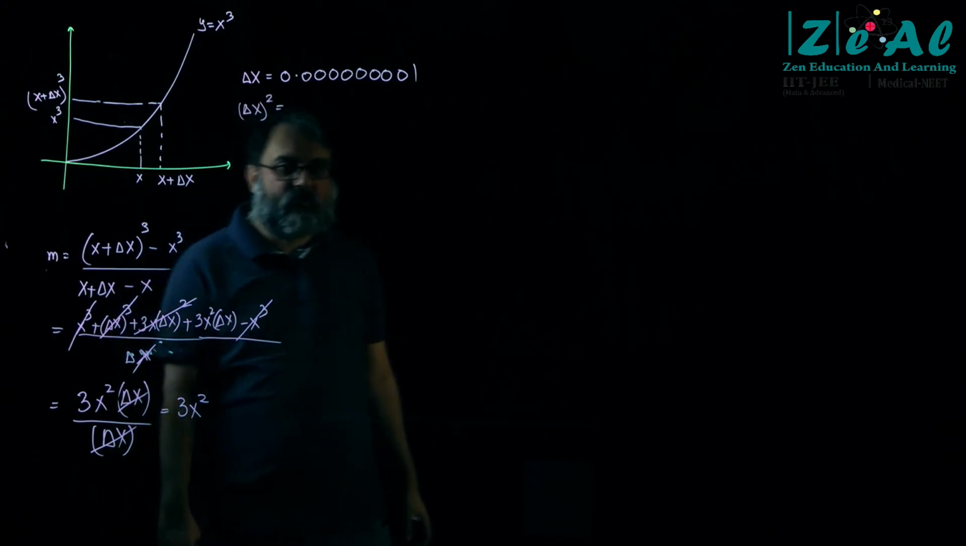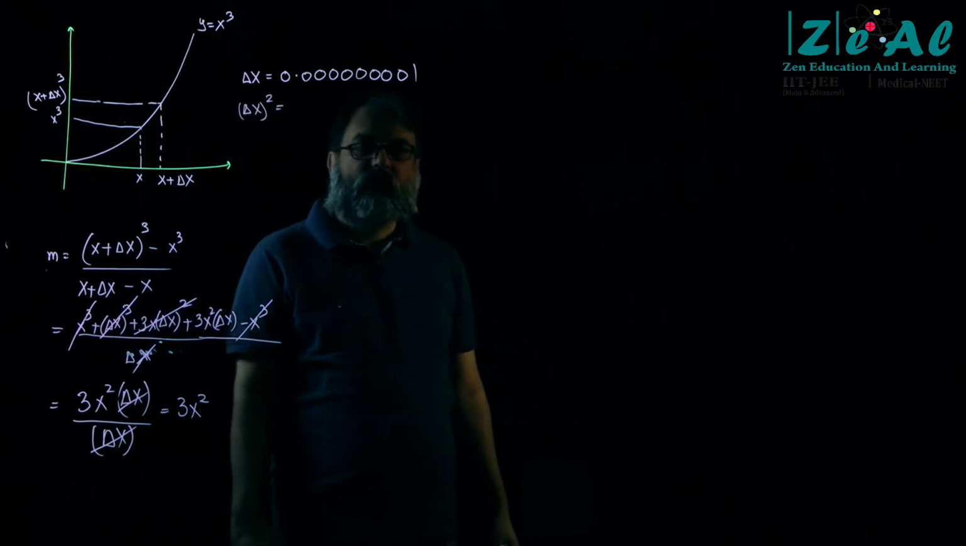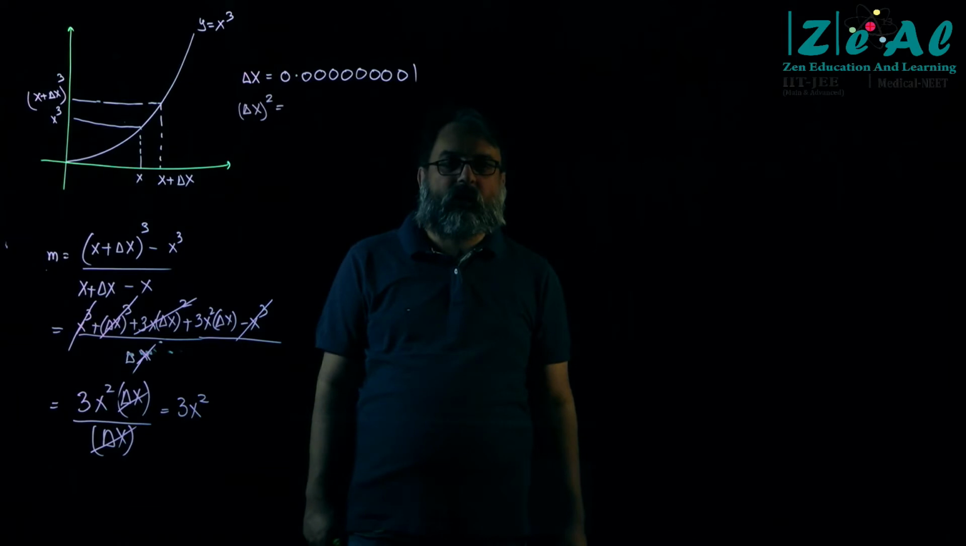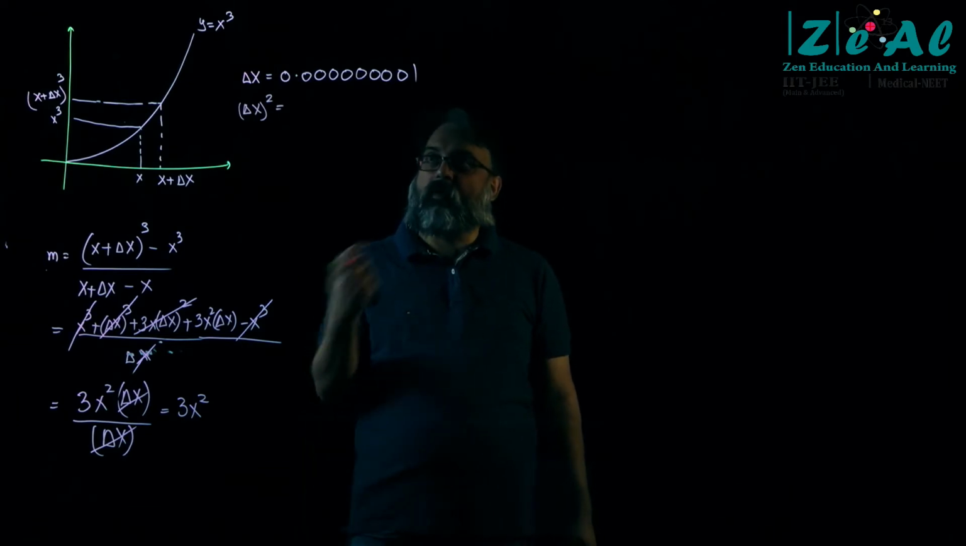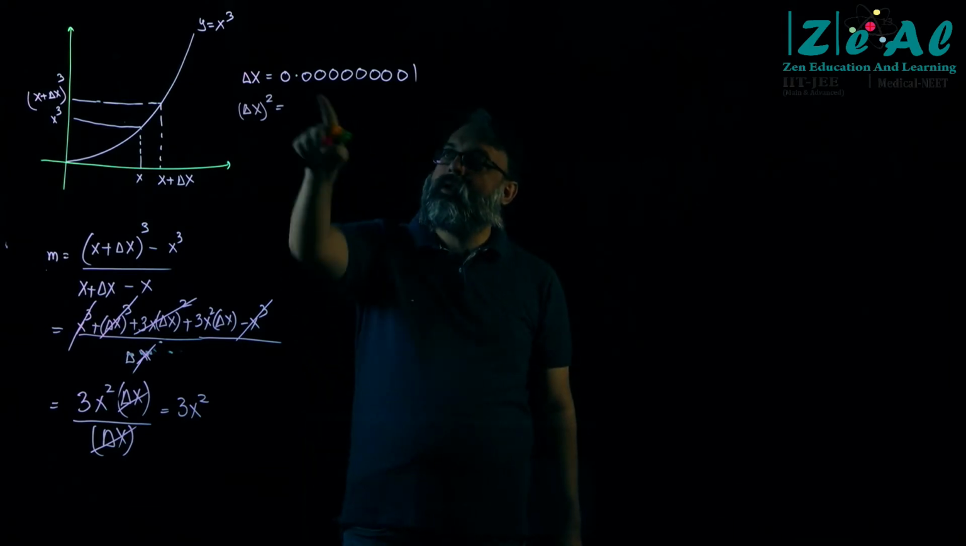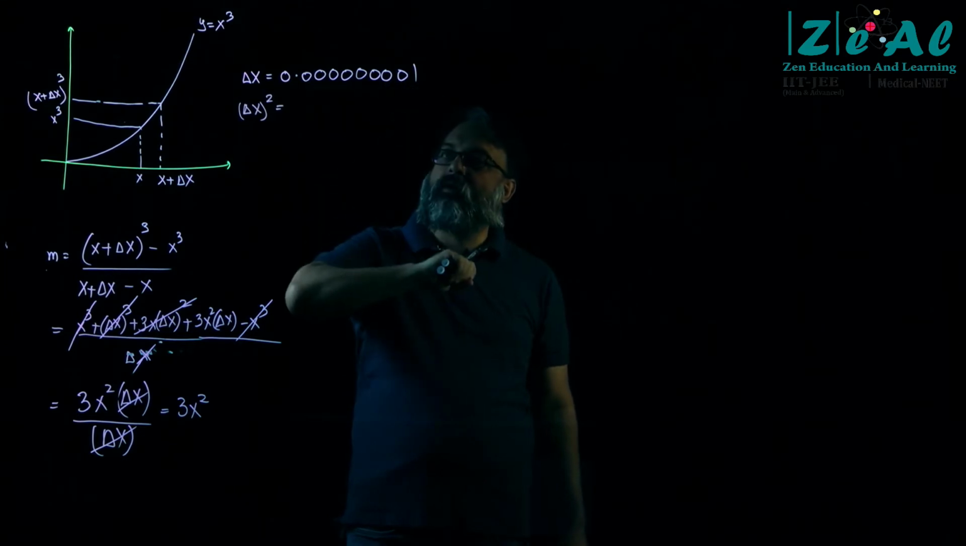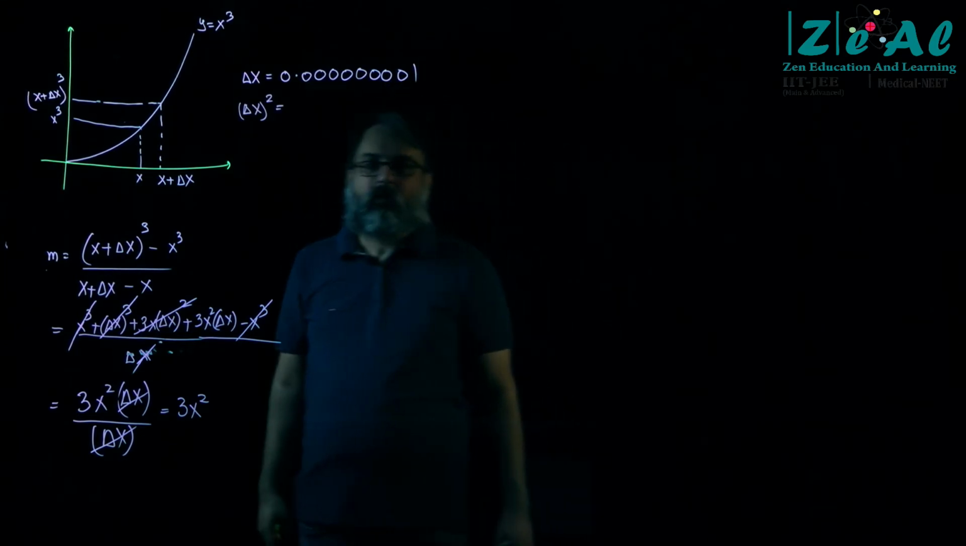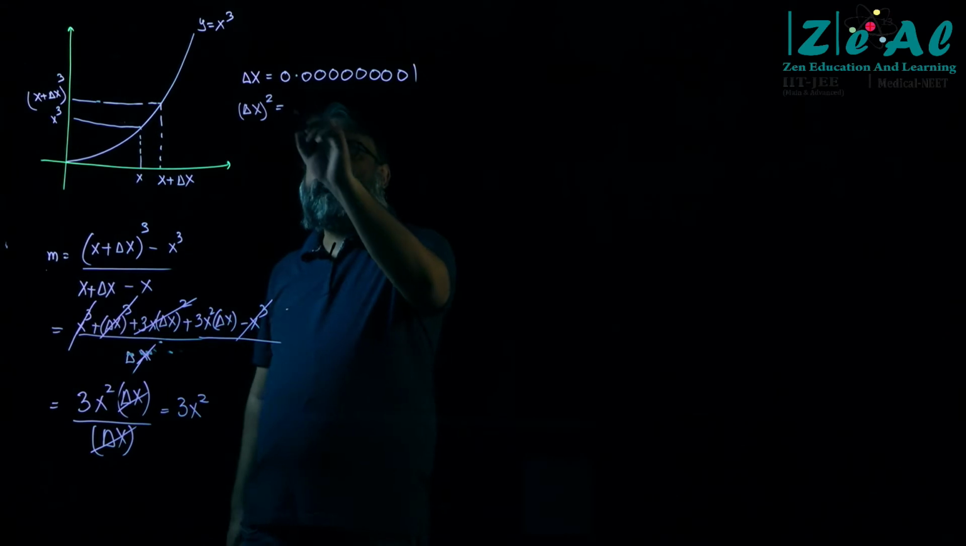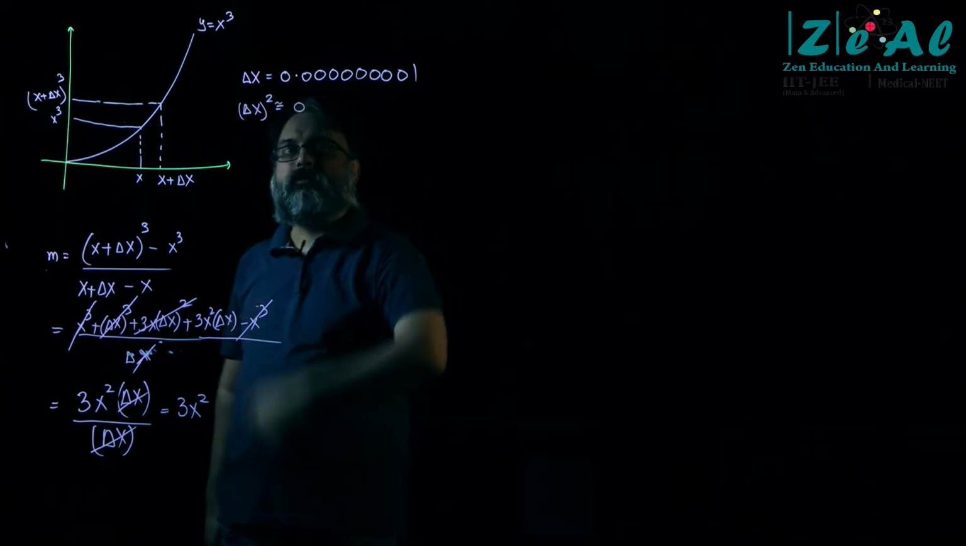If I square this, then what will happen? Yeah, it will be a smaller value. How small? It will be twice the number of zeros here. So delta x square then I can take as 0.